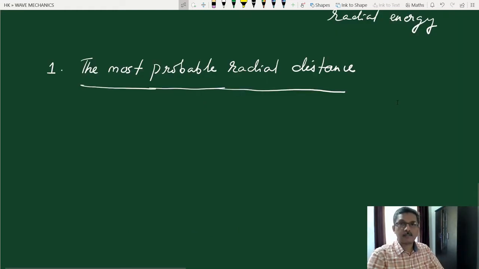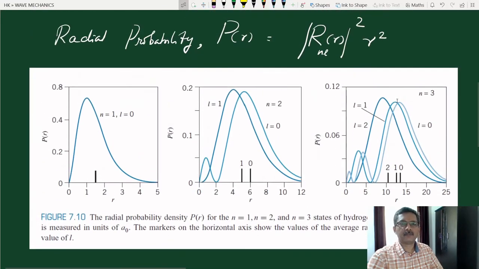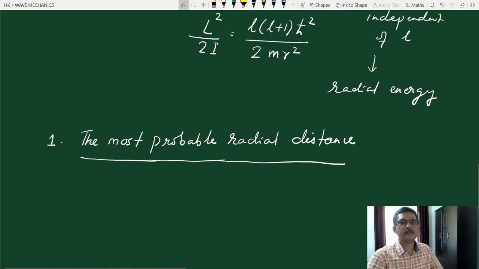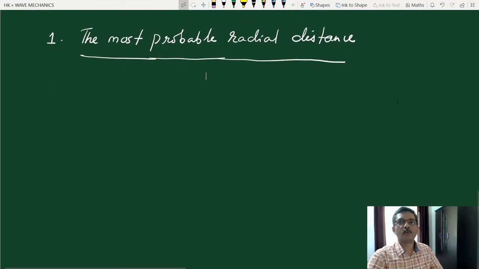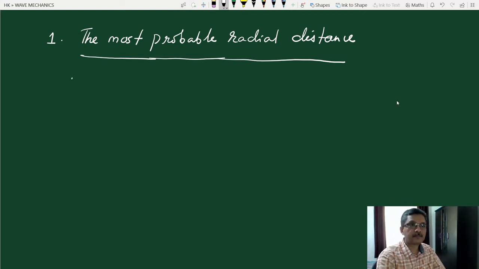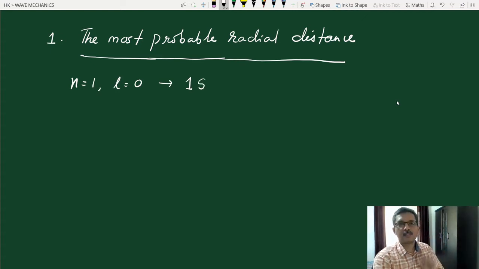Now we are going to discuss 3 different features of this radial probability. In these graphs we can identify 3 important features. The first of these is the most probable radial distance from the nucleus. We will start with a problem. Let us consider the n equal to 1, l equal to 0 state. That is the 1s state. This is called spectroscopic notation. And let us calculate, for this 1s state, what is the most probable radial distance from the nucleus.